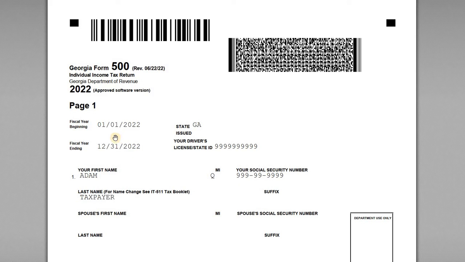Alright, for this video I want to go over a sample Georgia Form 500, which is an individual income tax return. Now this form can be filed for both residents, non-residents, and part-year residents of Georgia. In this example, we're going to be looking at a taxpayer here who is a full-time resident of Georgia.